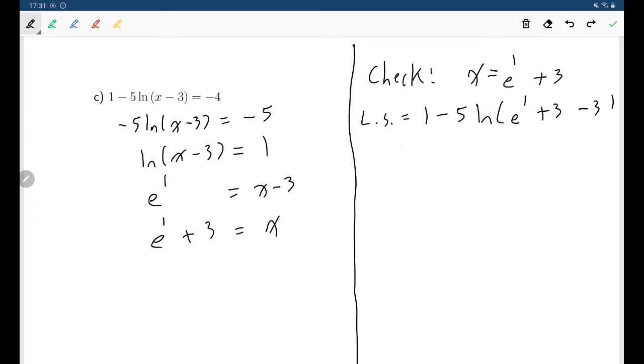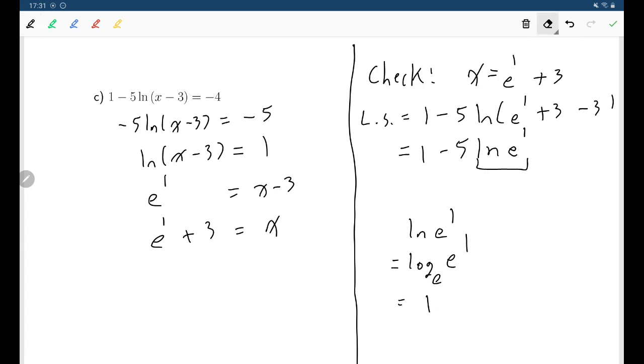The plus 3 and the minus 3 cancel each other out just nicely, leaving me natural log of e to the 1. And if I'm thinking about that, natural log of e to the 1, that's log base e of e to the 1. That's e to what power gives you e to the 1? And the answer is 1. So that 1 minus 5 times natural log of e to the 1, natural log of e to the 1 is just 1.